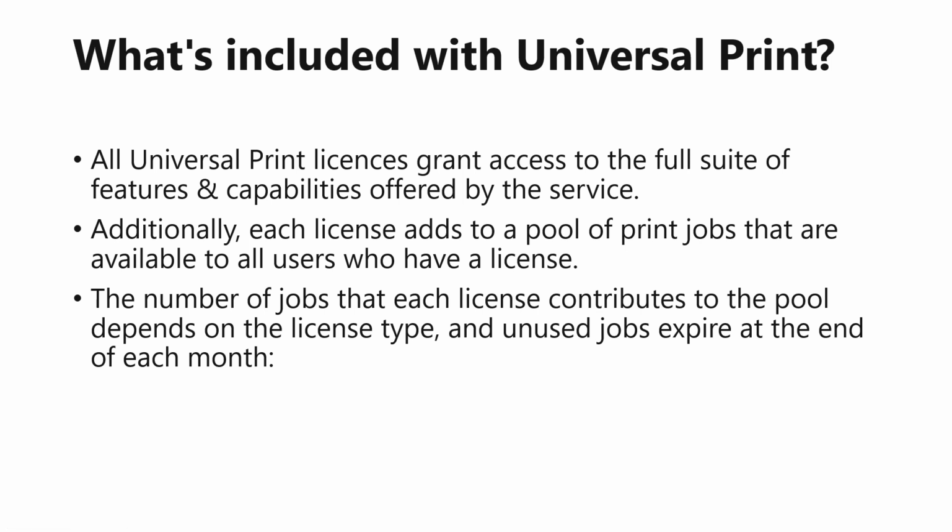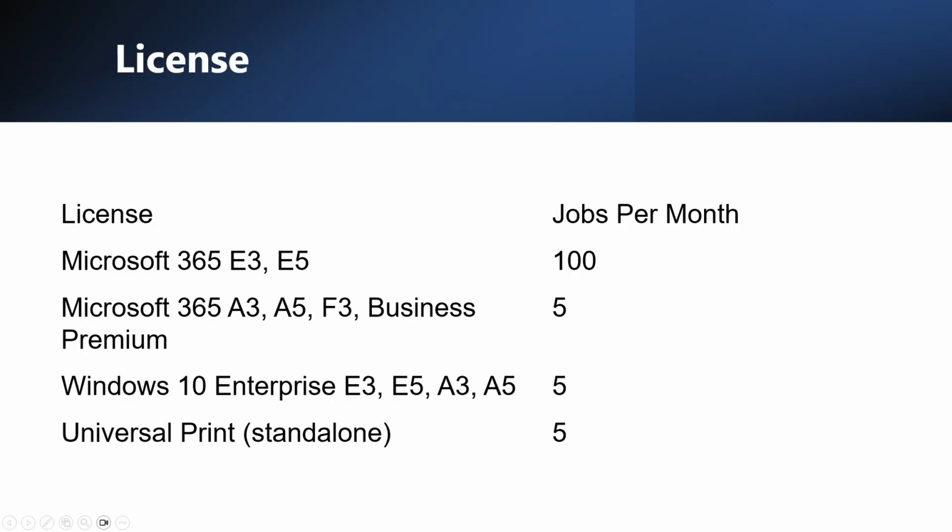So all Universal Print licenses grant access to a full suite of features and capabilities offered by the service. Additionally, each license adds a pool of print jobs that are available to all users who have a license. The number of jobs that each license contributes to the pool depends on the license type, and unused jobs expire at the end of the month. So it's a subscription base, and when the subscription is done, then you have a month.